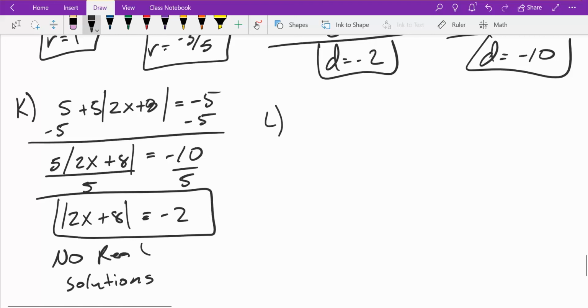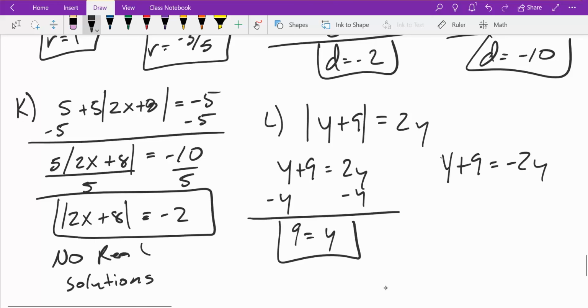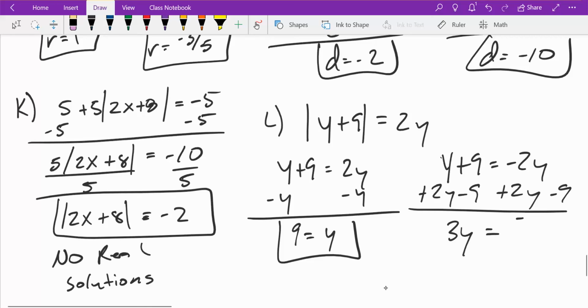So then L is the absolute value of y plus 9 equals 2y. So this is going to be y plus 9 equals 2y, and y plus 9 equals negative 2y. Solve this for y. Subtract y from both sides and we get y equals 9. On this other side, I'll move my 2y over, so I'll add 2y to both sides and we'll subtract 9 from both sides. So we'll get 3y equals negative 9. And divide by 3. And so y equals negative 3.